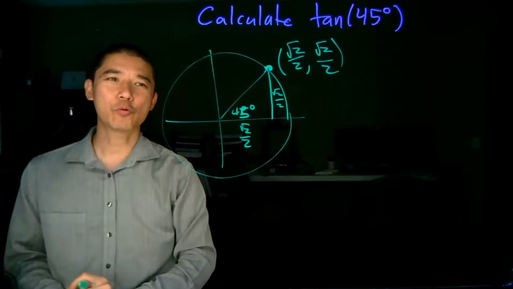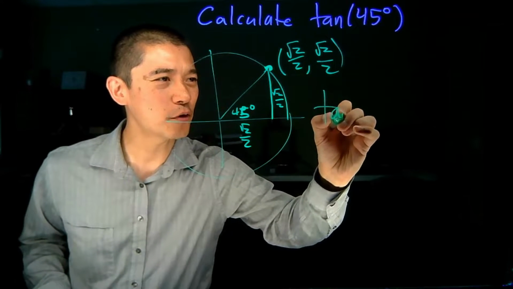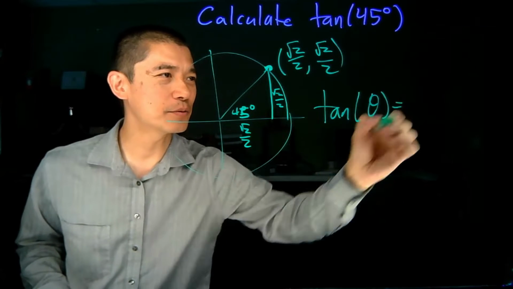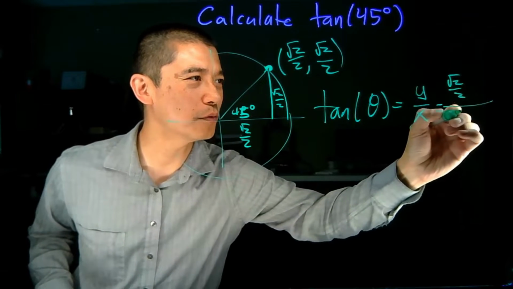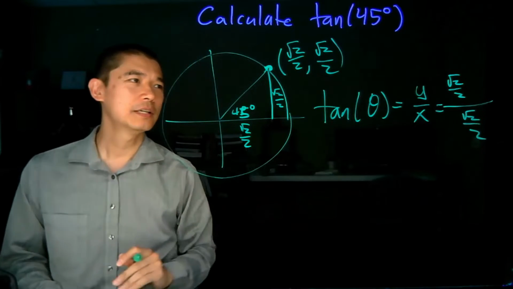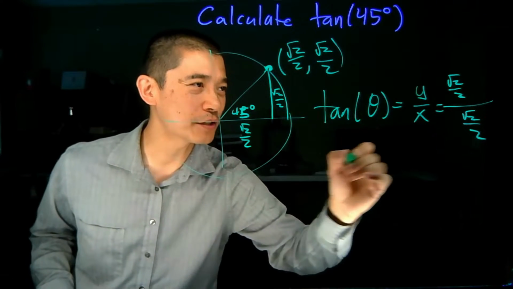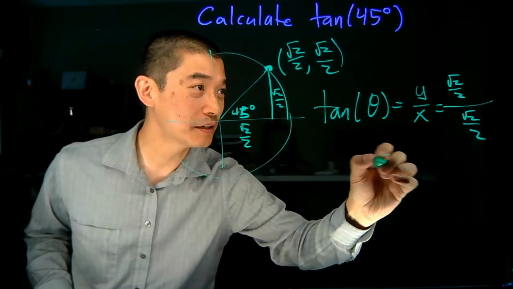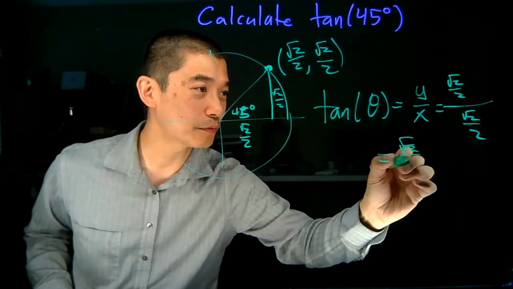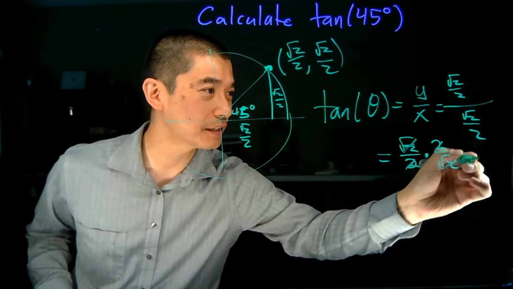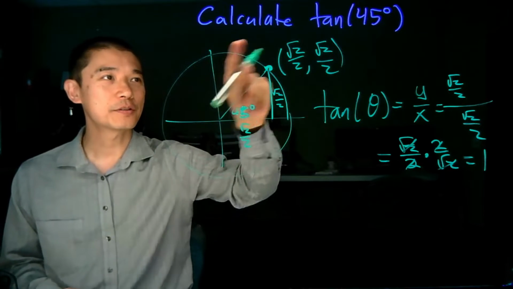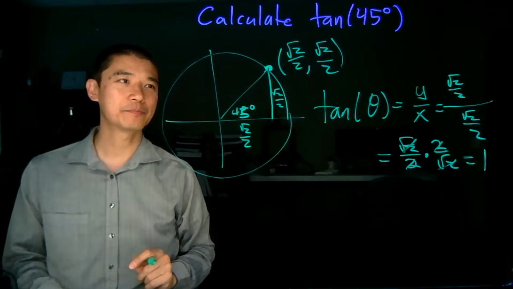Now that we know the coordinates of this point, we can just use the formula. Tangent theta is equal to y over x, which is root 2 over 2 over root 2 over 2. Now when you deal with fractions inside of fractions, which we're going to do a lot of in this section, you multiply by the reciprocal of the denominator, so 2 over root 2, and get a bunch of cancellation. The final result is 1. So tangent of 45 degrees is equal to 1.